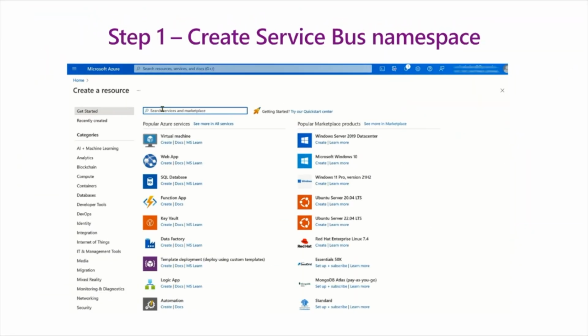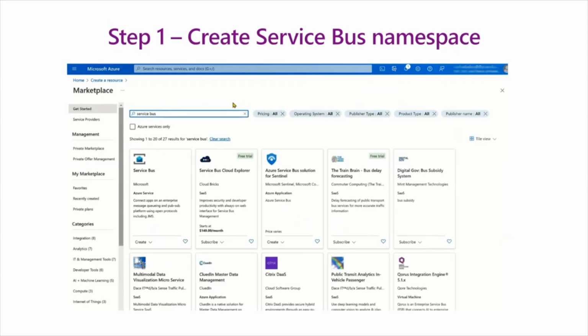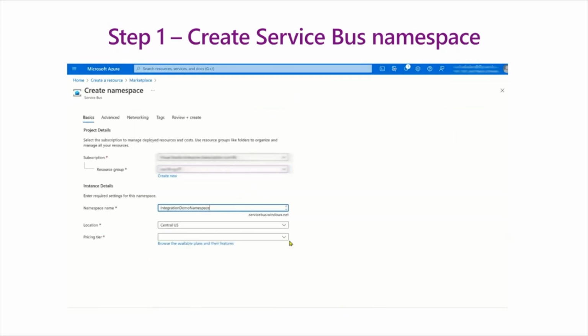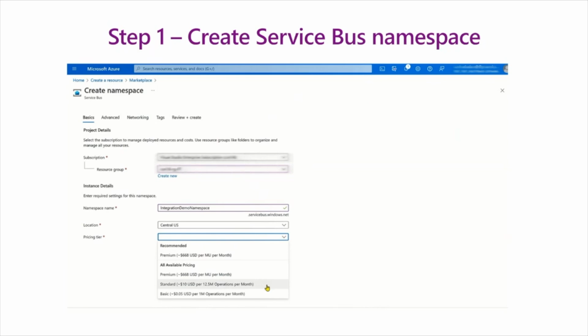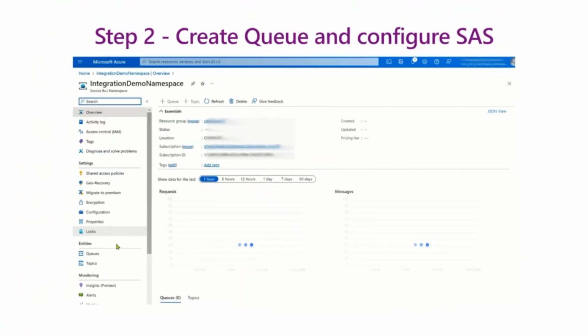To begin using Service Bus messaging entities in Azure, you must first create a namespace. You can create a namespace in multiple ways: with Azure CLI, PowerShell, or an ARM template. Here I'm just using the Azure portal and creating my resource of type Service Bus namespace. Very important, when selecting the pricing tier for the namespace, if you want to use topics and subscriptions, choose either standard or premium. Topics and subscriptions are not supported in the basic pricing tier. Next, let's create our queue.